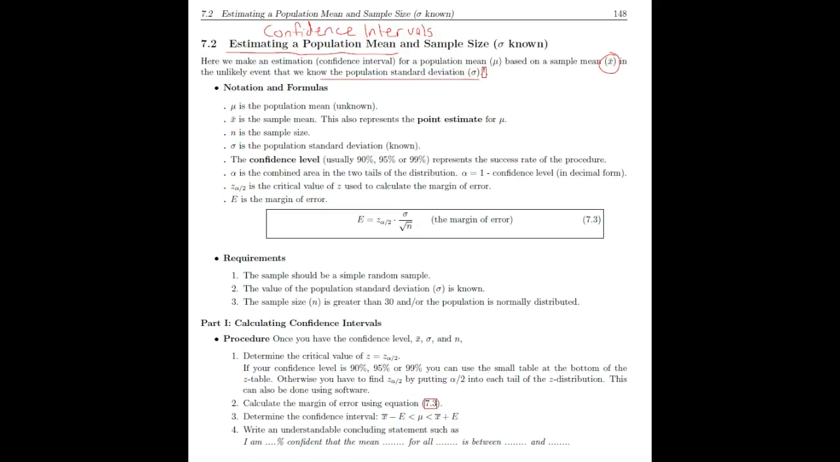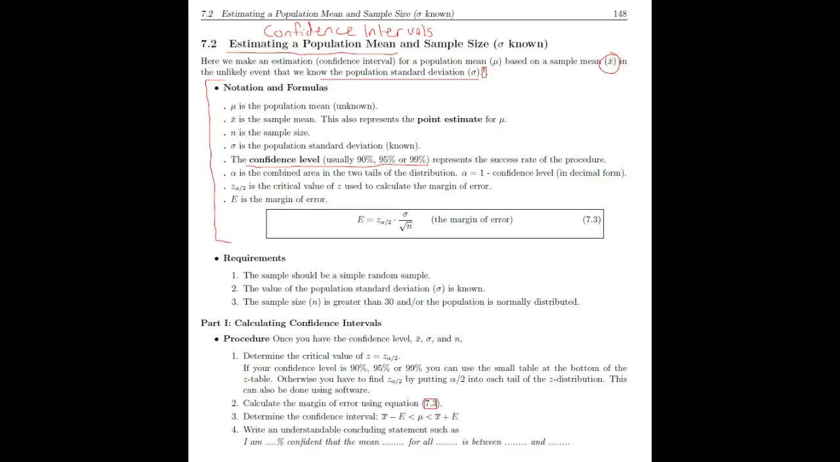All right, so here's some notation and formulas. A lot of this is review from 7.1 and earlier. Mu is the population mean, x bar is a sample mean, n is a sample size, sigma is the population standard deviation, which we're going to assume that we know here. The confidence level, typically 90, 95, or 99%.